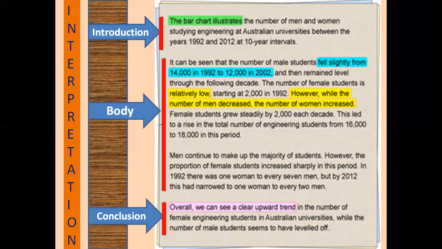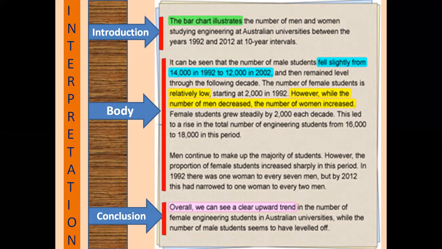And then at the last, you will have to tell at what conclusion you reach. What have you summarized, or what is your opinion about this graph after studying it? So let's start. How to write? The bar chart illustrates the number of men and women. Here we have been given the information about the men and women who are studying engineering at Australian universities. Now next we have been given the years 1992 and 2012 at 10 years intervals.